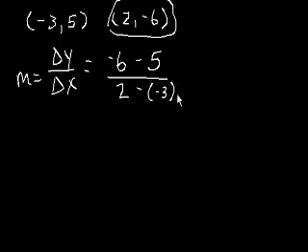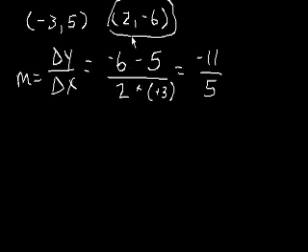You got to be real careful to get the signs right. So it's 2 minus -3. -6 minus 5 is minus 11. And 2 minus -3, well, that's the same thing as 2 plus 3, so that's 5. So we have the slope is equal to -11 over 5.